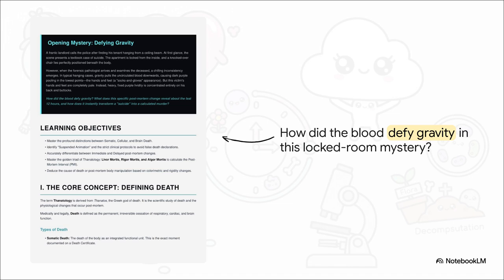In a typical hanging, gravity pulls all the uncirculated blood downward, leaving the lowest points, the hands and feet, a dark purple. But this victim's hands and feet are completely pale. Seemingly defying the laws of physics, heavy purple pooling is concentrated entirely on his back. How is this even possible? Well, we are going to use the exact science on the following slides to solve this mystery together.